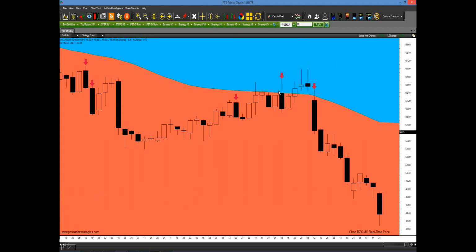If we look at MO, here's a weekly chart. Once again, we had some nice signals generated, but we only want to take the ones closest to or touching, which would have been these 2, and 18 points in the next couple of months.